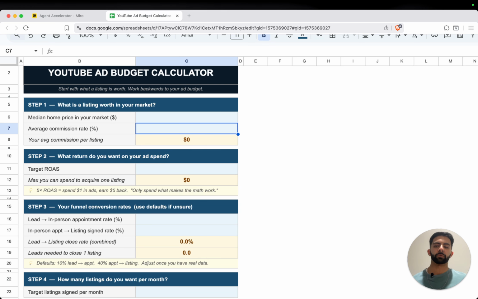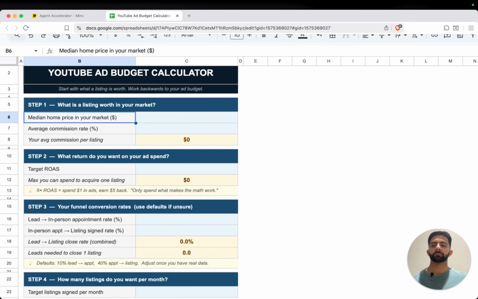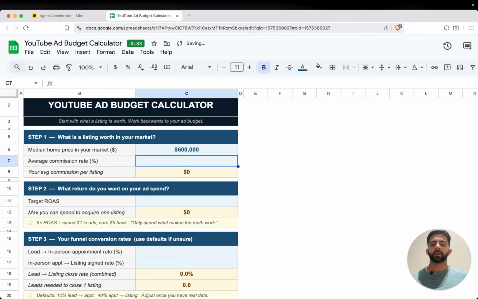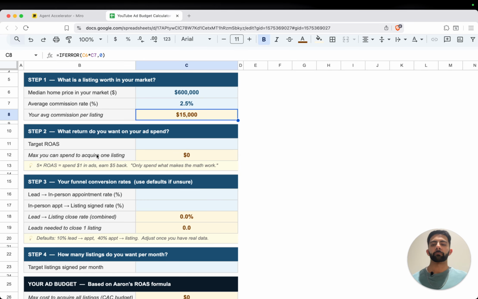So first and foremost, let's go through a simple example. What is a listing worth in your market? Let's just say the median home price is $600,000. And the average commission rate that you're going to be making on it is, let's say, a standard 2.5%. So that means you're going to be making $15,000 per listing.